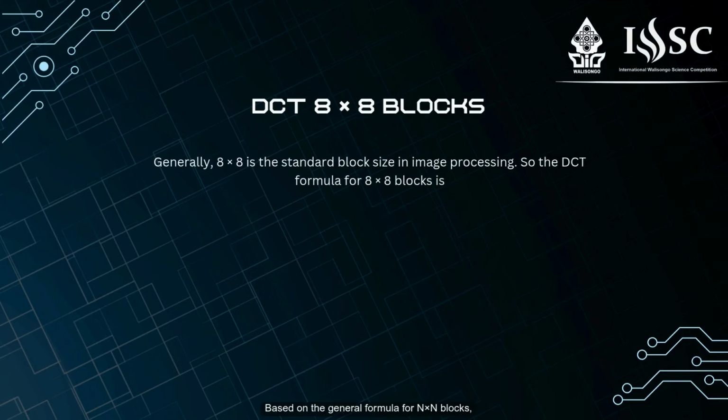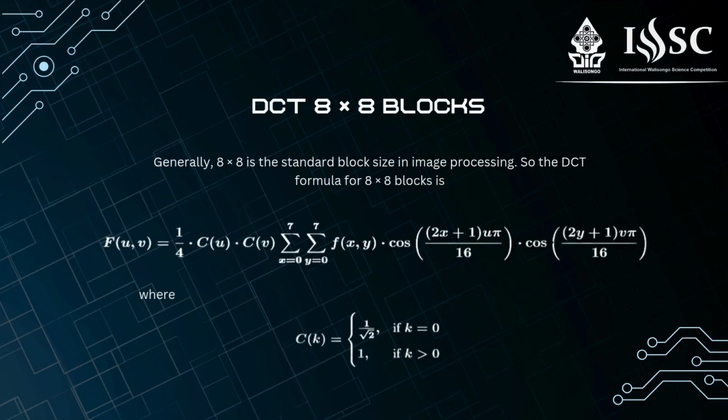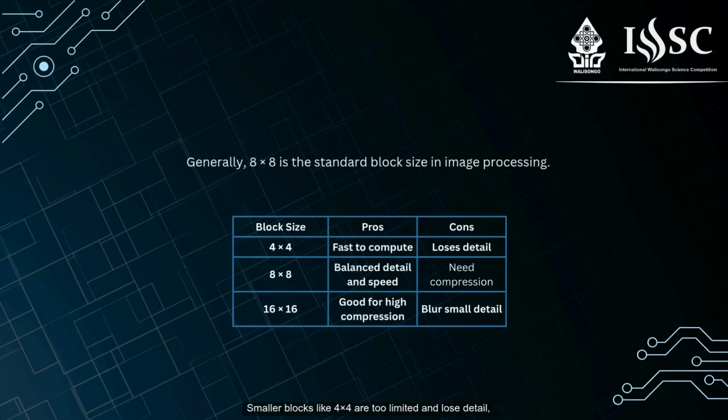Based on the general formula for n times n blocks, the DCT formula for 8 times 8 blocks is as follows. We use 8 times 8 blocks in DCT because it's the standard used in image processing. Smaller blocks like 4 times 4 are too limited and lose detail, while larger blocks like 16 times 16 may cause blurring and are less efficient. 8 times 8 provides the best balance between detail, compression, and speed. That's why it's the most commonly used.